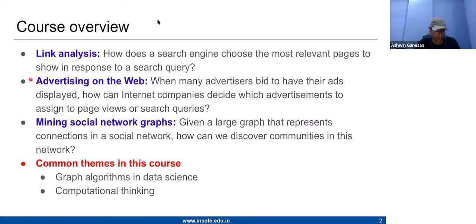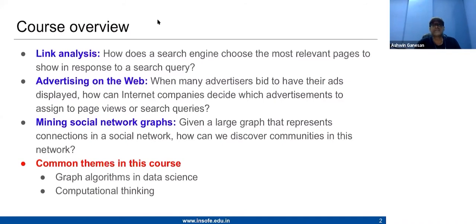The second module is on advertising on the web. Today, many services and many internet companies are offering their services for free. You don't have to pay anything to use the Google search engine or to use Facebook and so on. That's because they make a lot of their money from advertising revenues. Along with the search results, they also often display advertisements. If you click on those advertisements, then the advertising company will pay the search engine company some money. That's called advertising revenue.